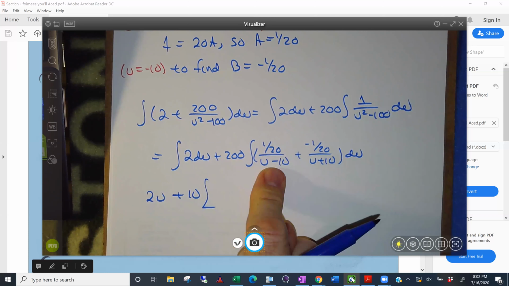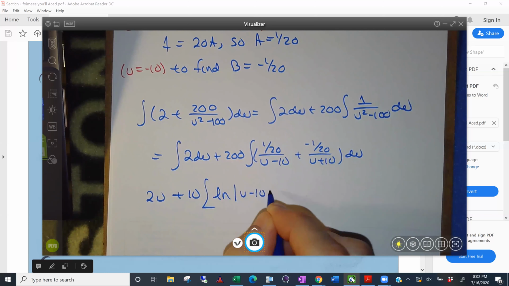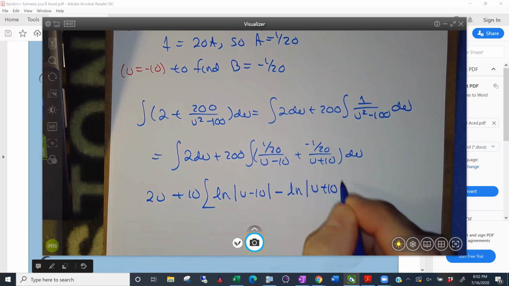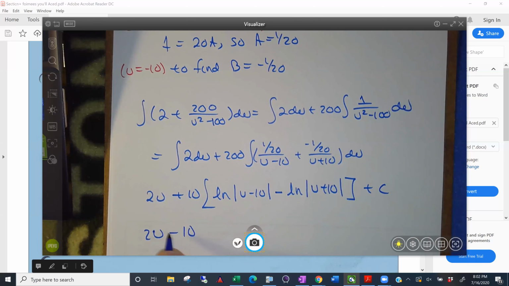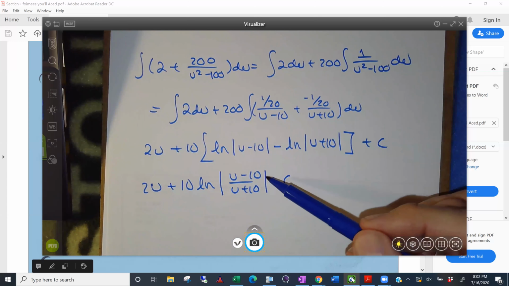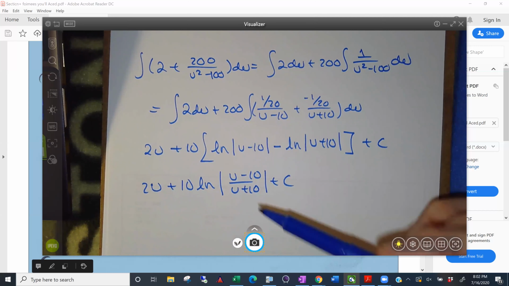Now you can just integrate that pretty much directly. So it's going to be ln of the absolute value of u minus 10 minus ln of the absolute value of u plus 10 plus a constant. These can come together. So 2u plus 10 times ln of u minus 10 over u plus 10 plus a constant. You don't need to rewrite it like this. You do need to go back and plug in for u.